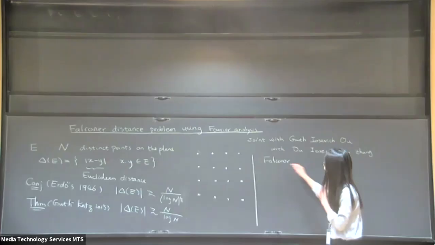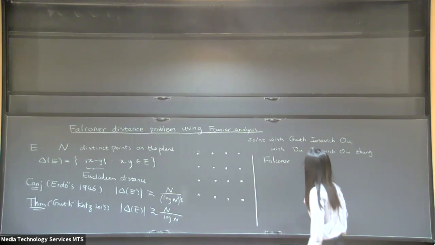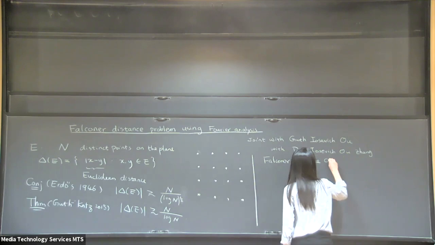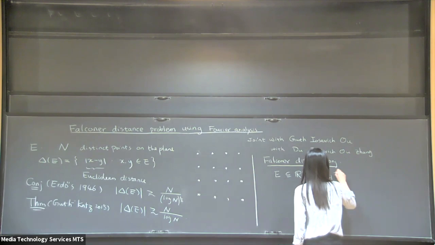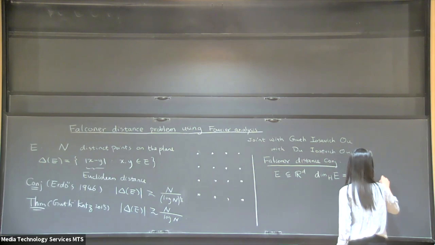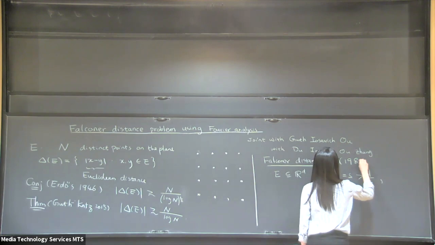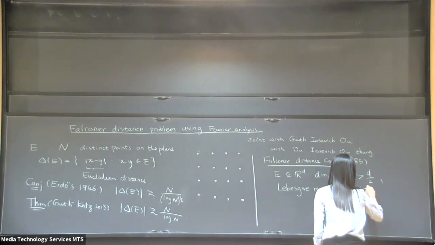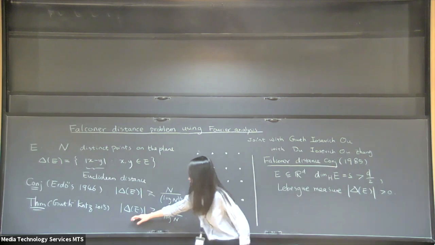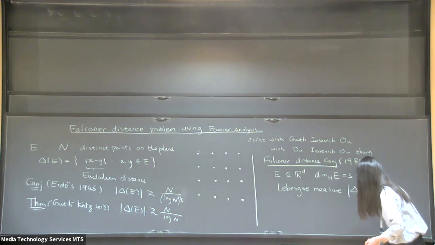So the Falconer distance conjecture is about this: let E in R^d be a set of Hausdorff dimension s larger than d over 2. Then Falconer conjectured that the Lebesgue measure of the distance set is positive. Here, same notation, this notation means the cardinality, and this means the Lebesgue measure. And so why do we have s larger than d over 2?